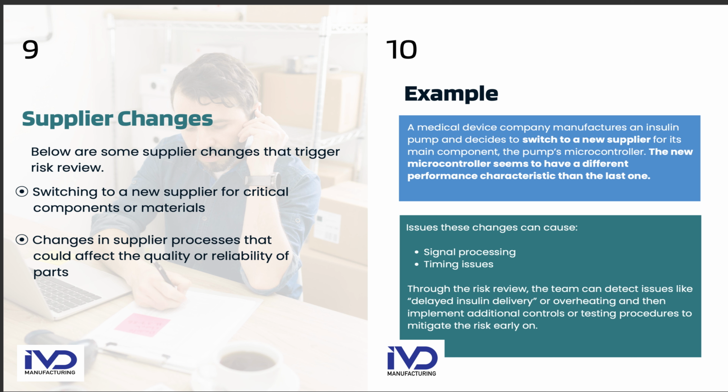The issues these changes can cause are mainly two. It will impact signal processing. Secondly, it will impact timing. So our main task is that based on the risk review, the team needs to detect issues like delayed insulin delivery or overheating, then implement additional process controls or testing procedures to mitigate the risk as early on.